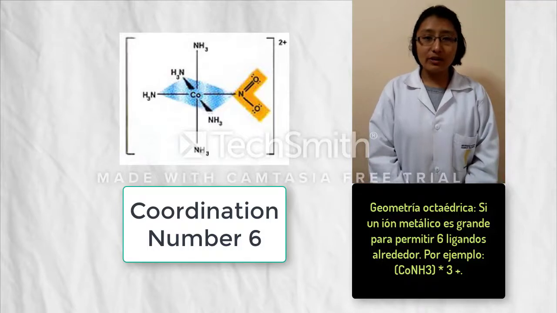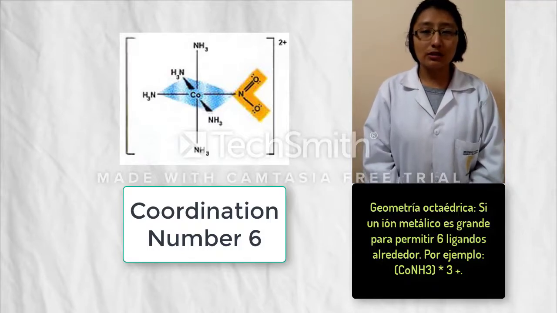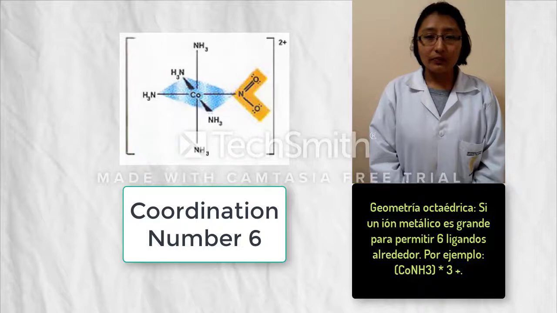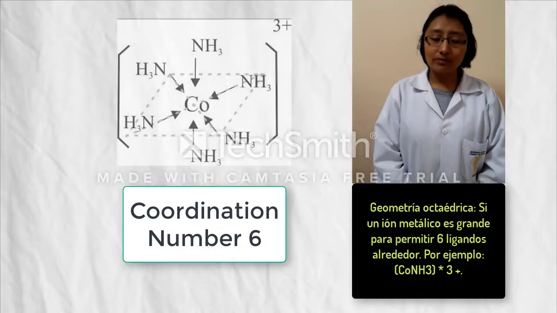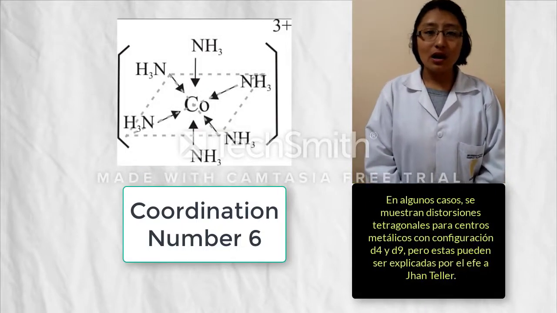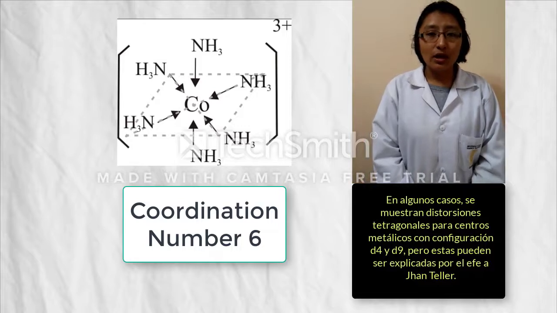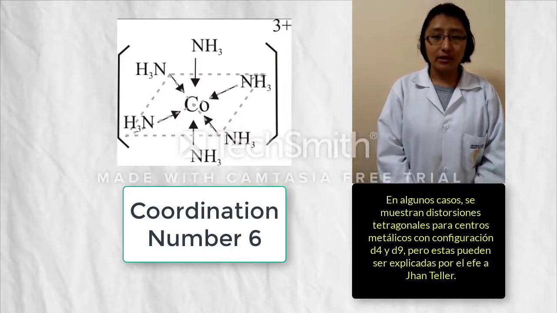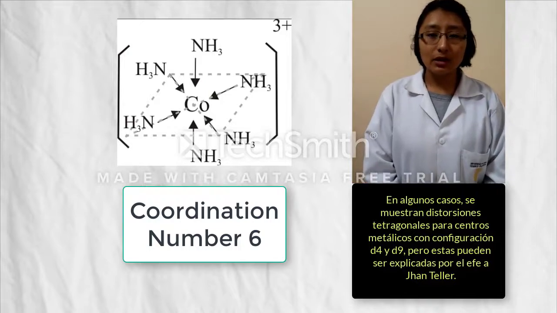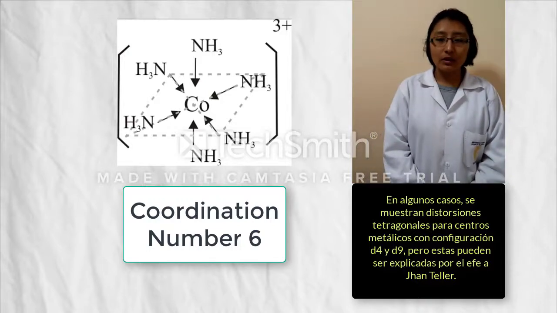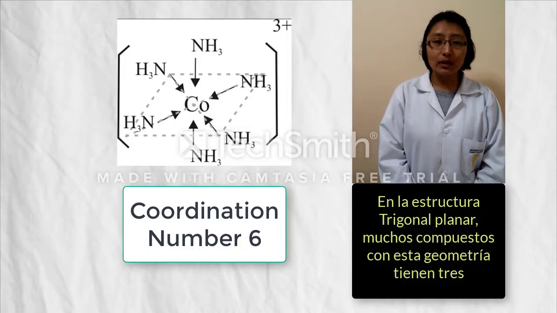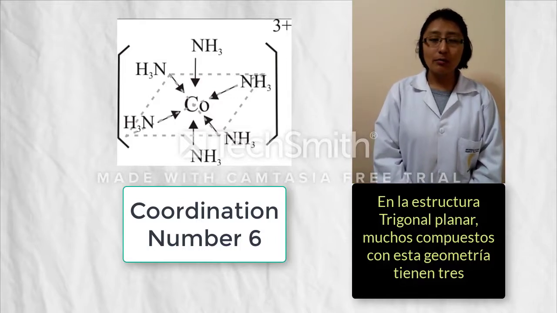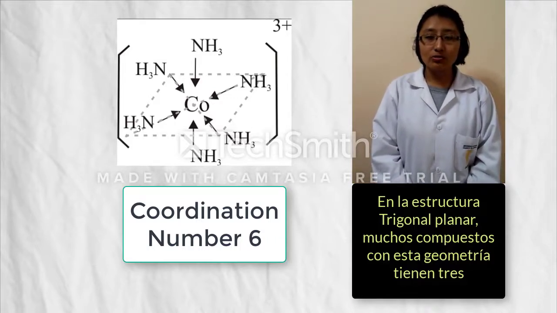Octahedral geometry is a metal ion surrounded by 6 ligands. For example, hexaamminecobalt 3+. In some cases, tetragonal distortion is observed for metals with configuration d4 and d9, but it can be explained by the Jahn-Teller effect. In trigonal prism structures, most compounds with this type of geometry have 3 d electrons.